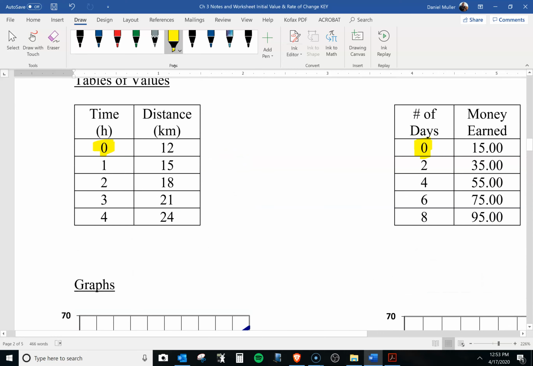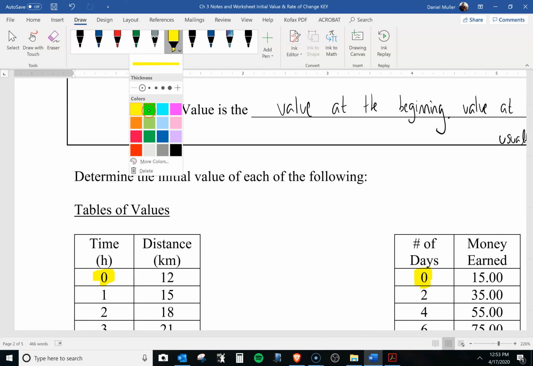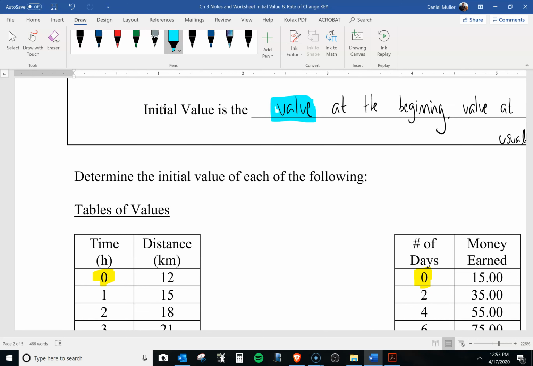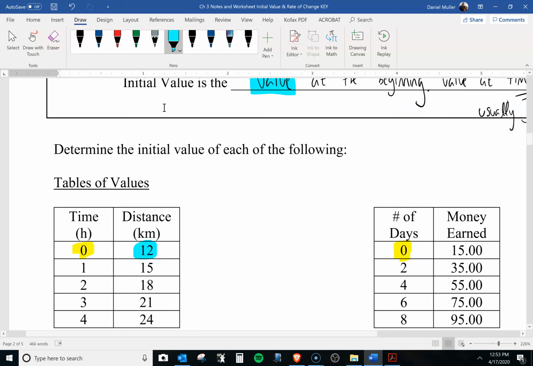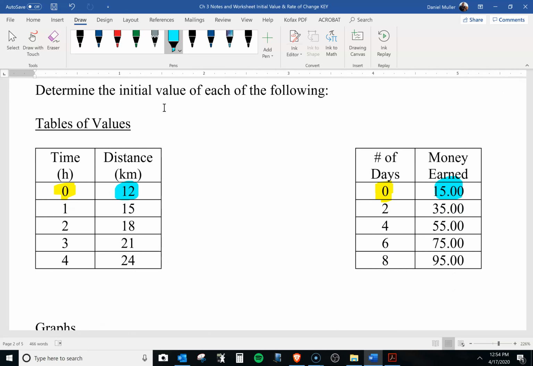And so what is the initial value here? That's what we're looking for. Well, it's right here. At time 0, the initial value is 12. At time 0, the initial value is $15.